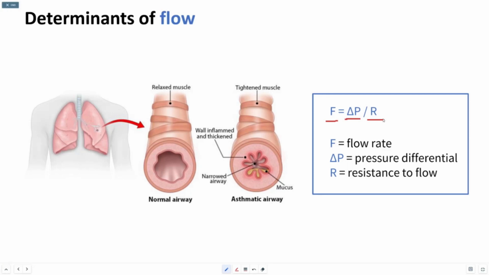What is this pressure gradient, or pressure differential? The pressure gradient is the difference between the atmospheric pressure and the intrapulmonary pressure, which is the driving force for airflow into and out of the lungs. Our skeletal muscles help establish this pressure difference.